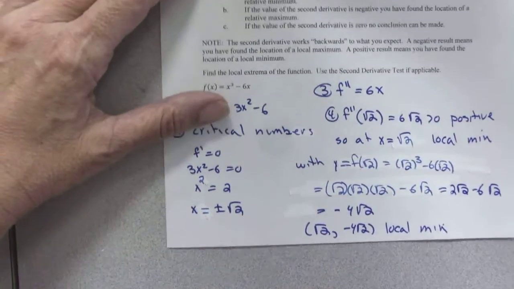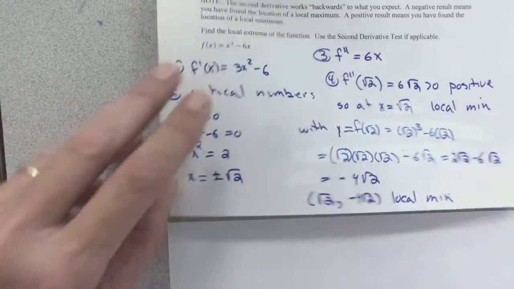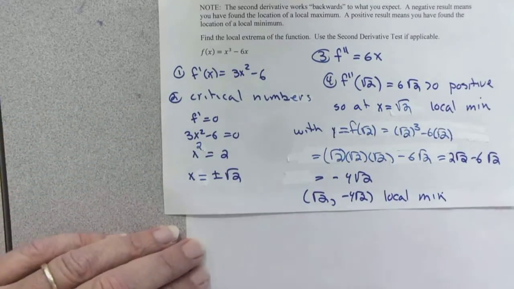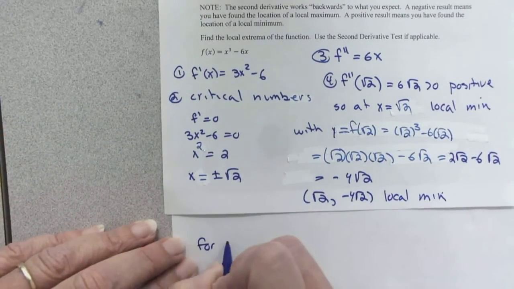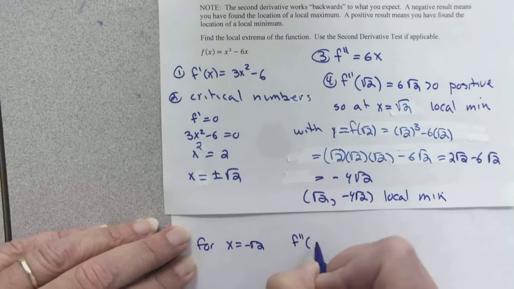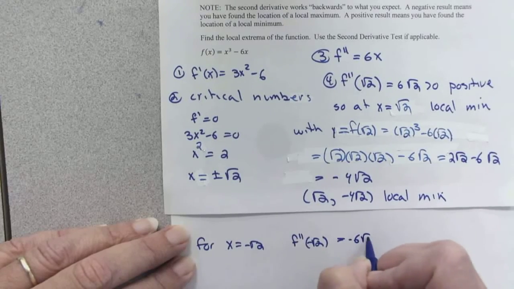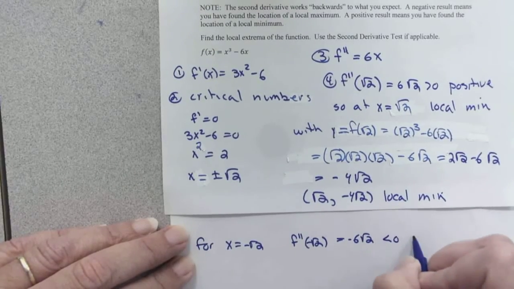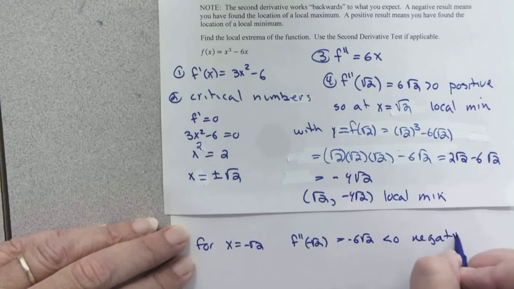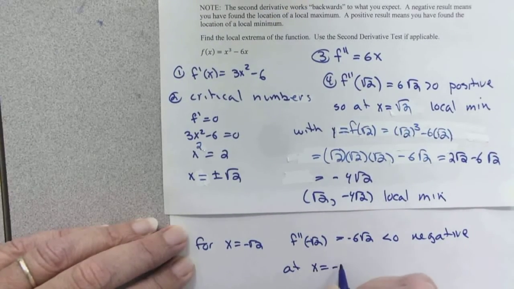Moving on to another piece of paper to do the other one. So now we have the answer for what's going on at x equals square root of 2. For x equal negative square root of 2, f double prime of negative square root of 2 would be negative 6 square root of 2. That's less than 0. It's negative. And so that tells me at x equal negative square root of 2, we have a local maximum.